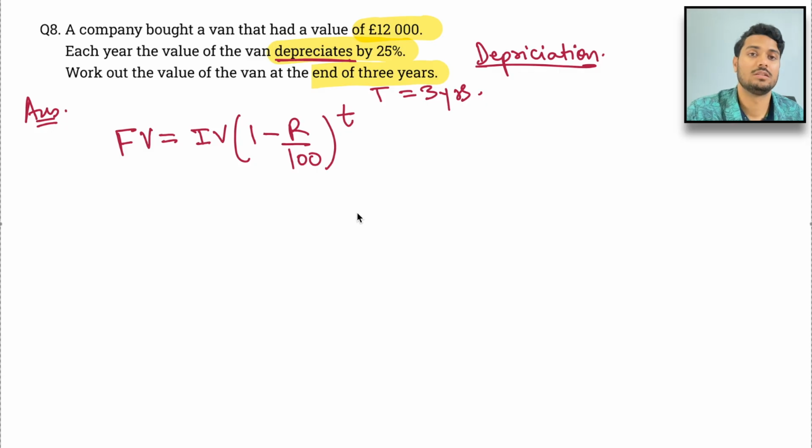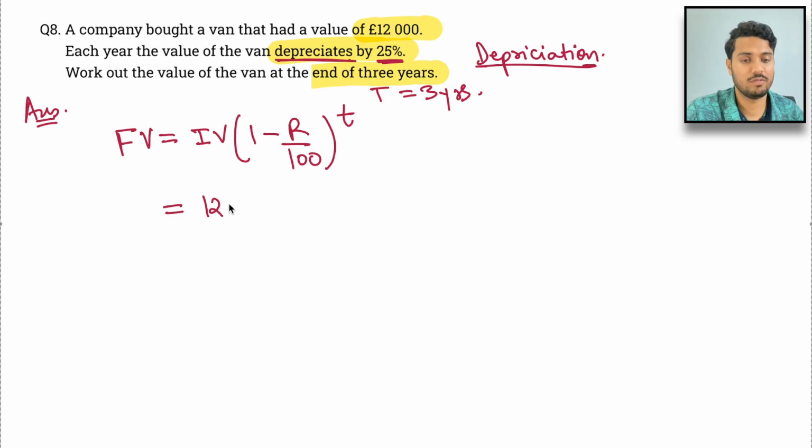So whenever the value of anything, either a house or a car or any article, is reducing every year at a certain percentage, there we use this formula where we have to find the final value. The initial value is given to us and the rate of depreciation is given to us. So we use this formula. It's exactly similar to the formula that we use in compound interest. Because here the value is decreasing, we are using minus in the formula.